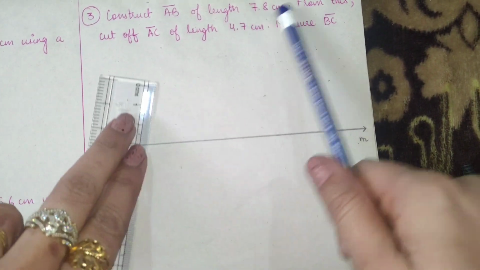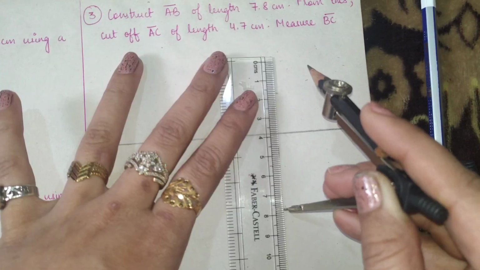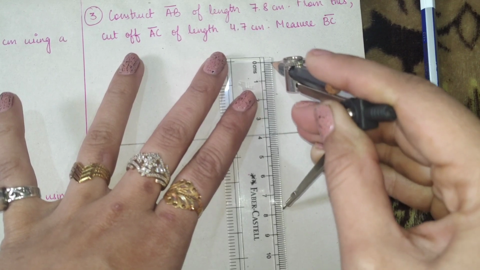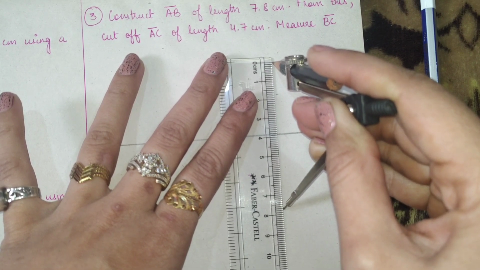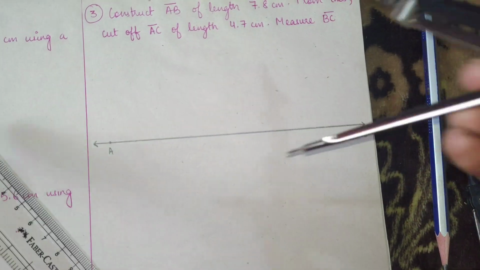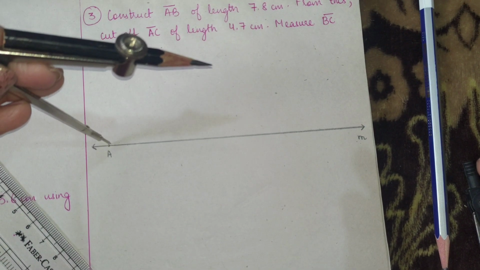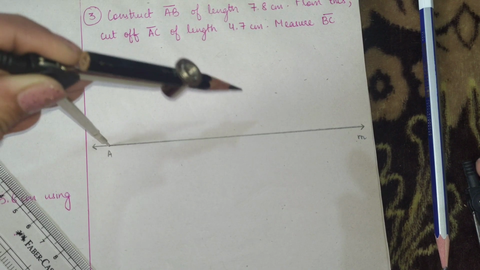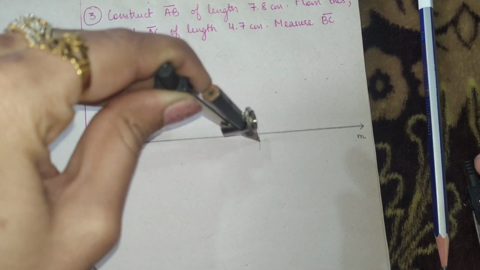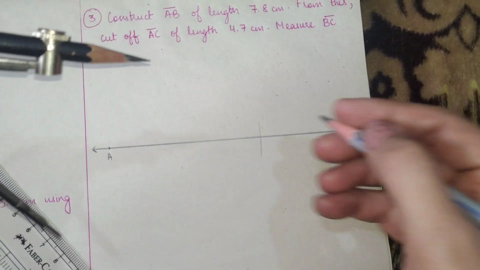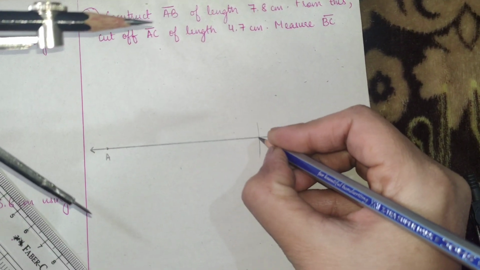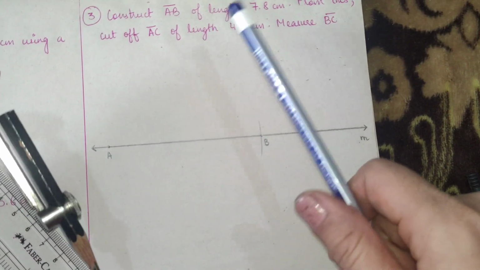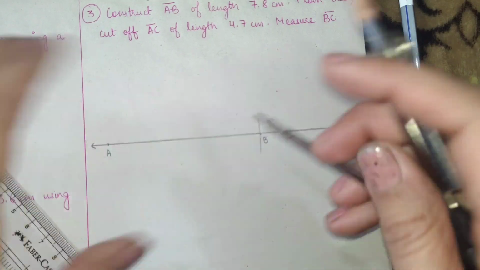Now AB should be of length 7.8 centimeters. This here is 7.8, and I'll pull my pencil till 0. So that's 7.8, and then you'll put the pointer on A and we'll draw an arc like this. So this point here should be B. And now the second part says you need to cut off AC of length 4.7 centimeters.